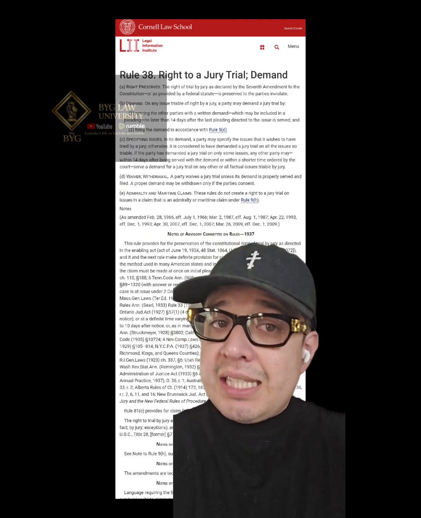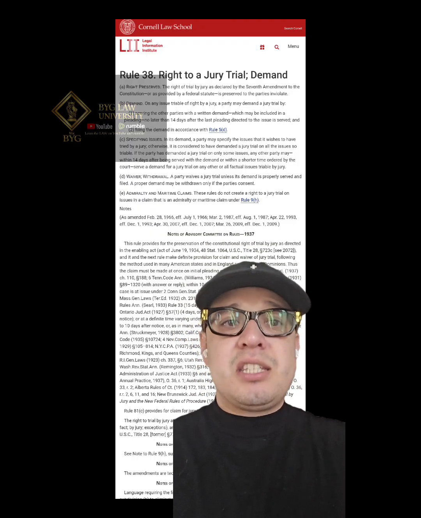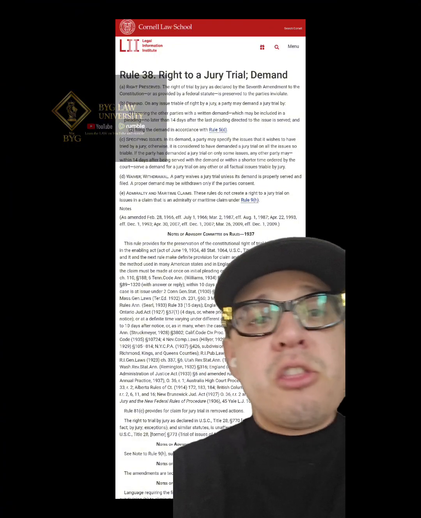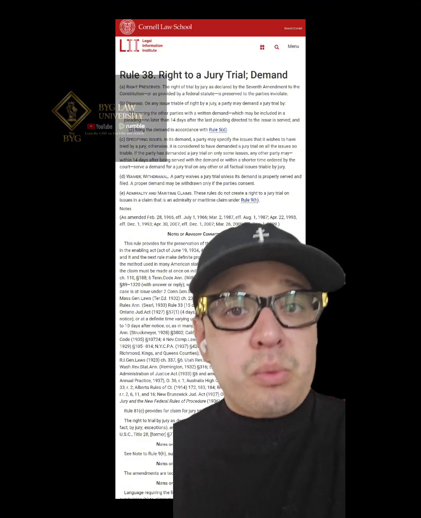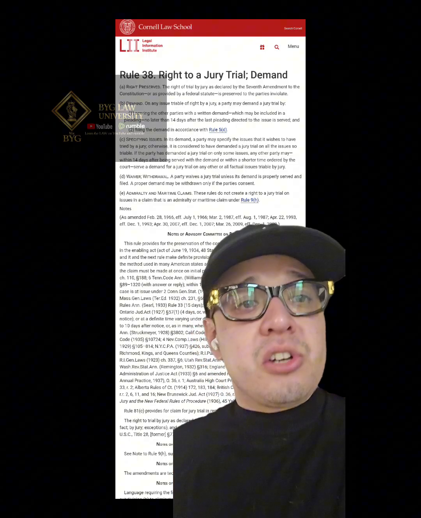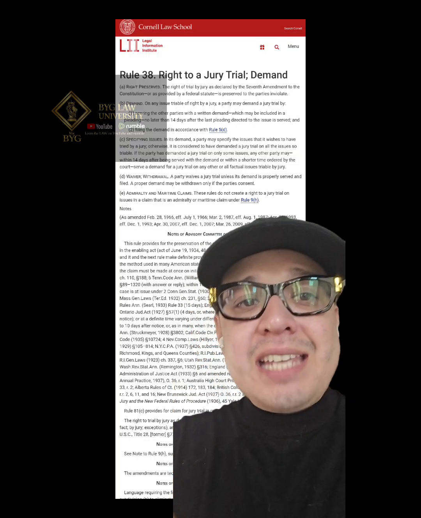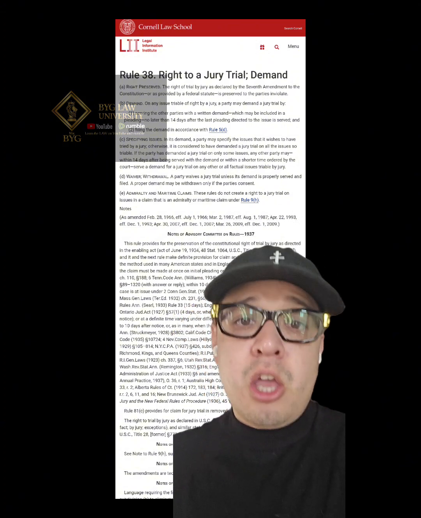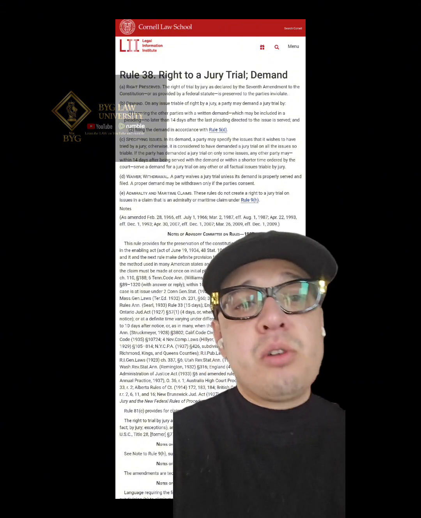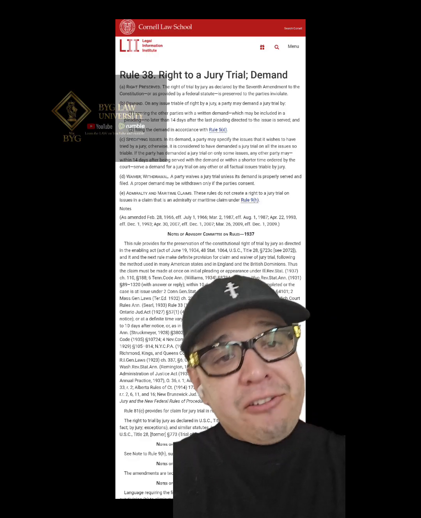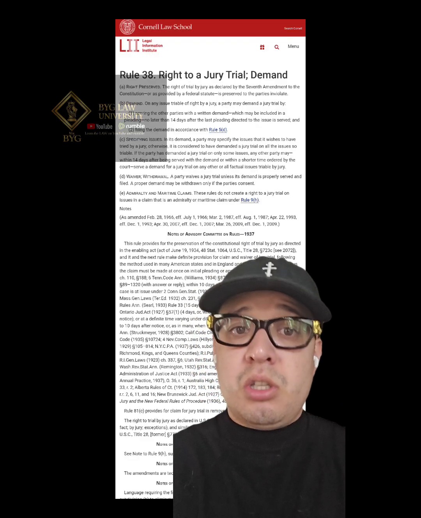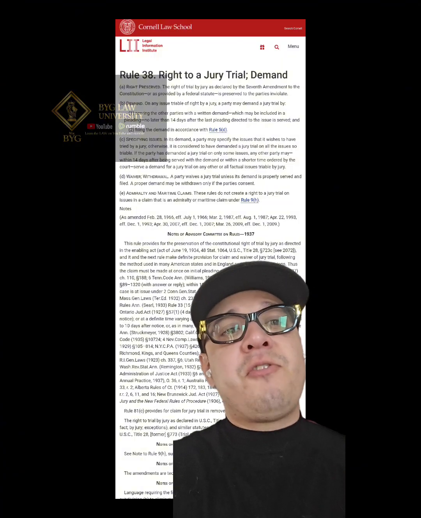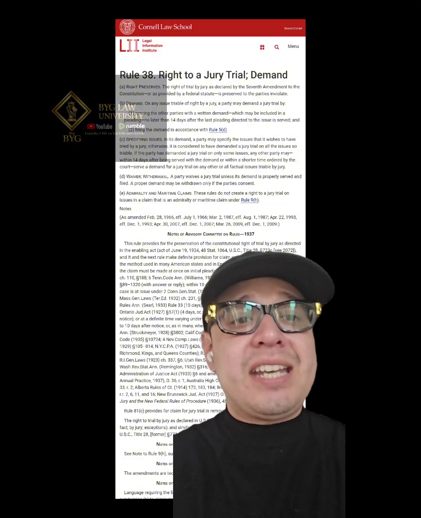Claims for money damages are generally considered legal. Claims requesting injunctions or other non-monetary remedies are generally considered equitable. If a case contains both legal and equitable issues, the court must first try the legal issues before the jury. After the jury decides those issues, the judge handles the equitable issues.